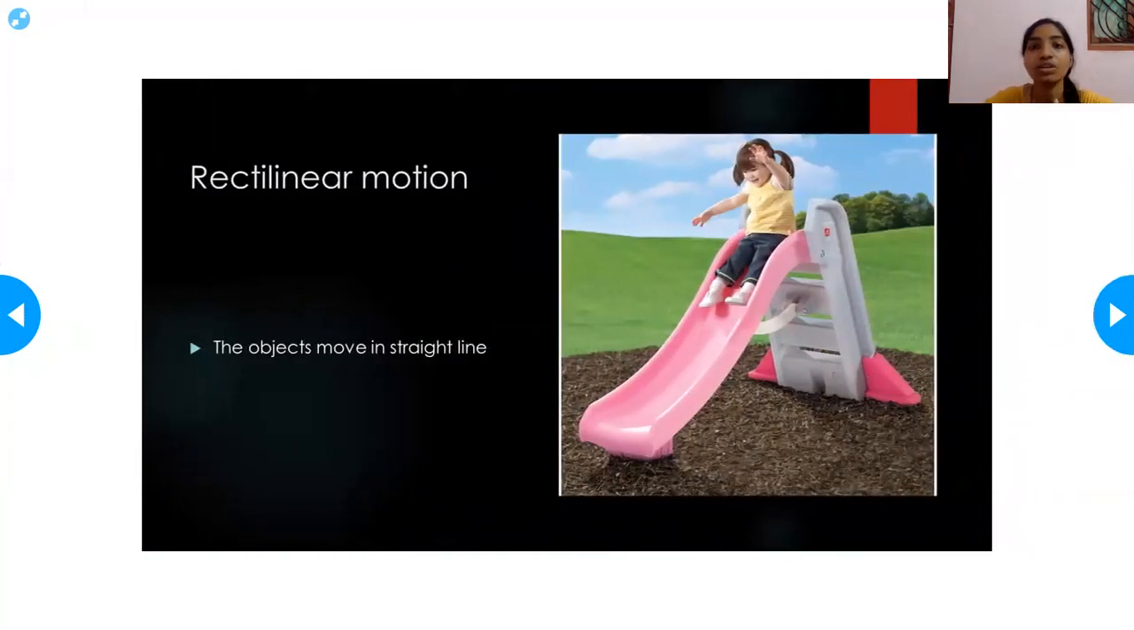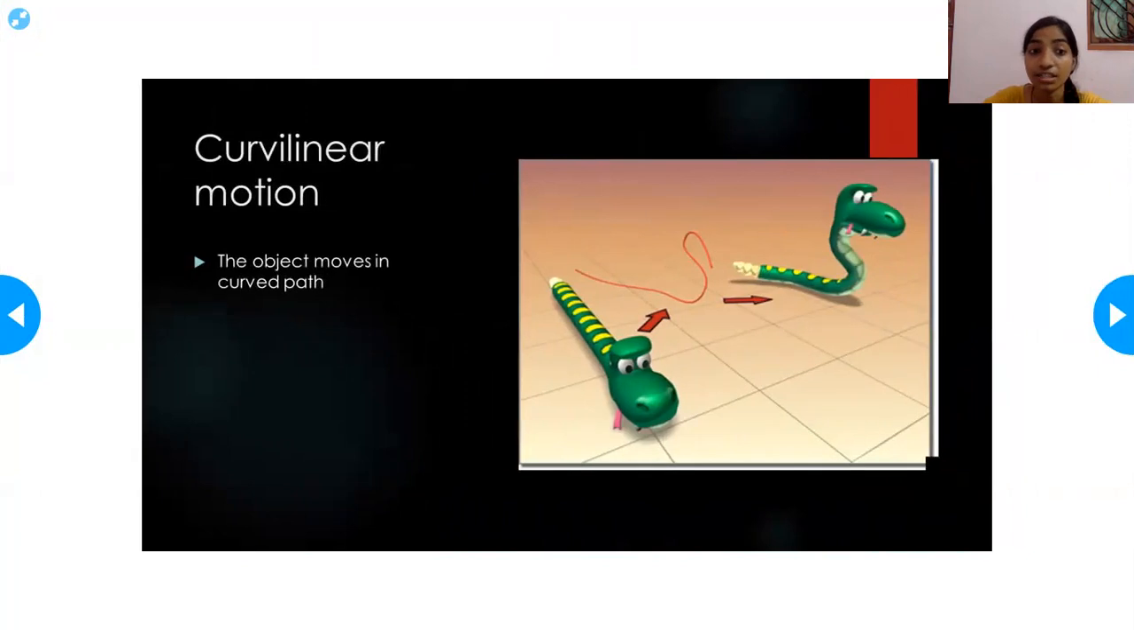Rectilinear motion is when an object moves in a straight line. For example, like you see this girl playing on the slide, she is going to fall down in a straight line. That is an example of rectilinear motion. Whereas curvilinear motion is where the object moves in a curved path. For example, a snake doesn't move in a straight line, it moves in a curved path. That is known as curvilinear motion.